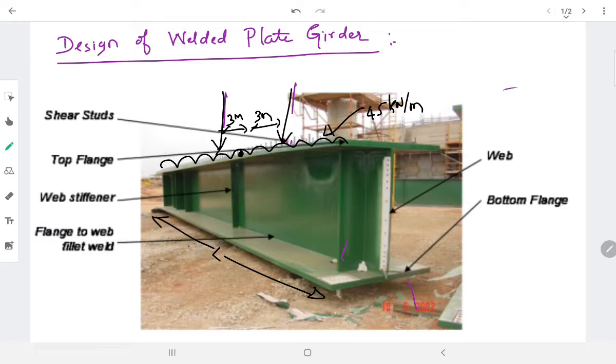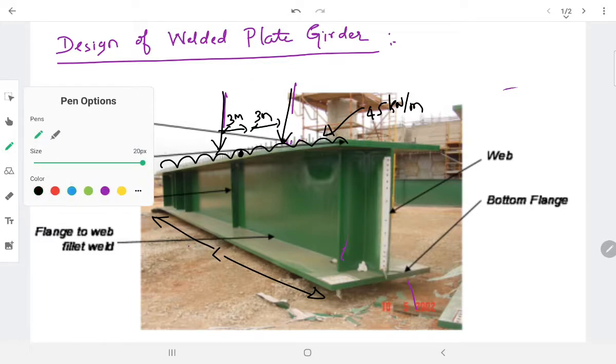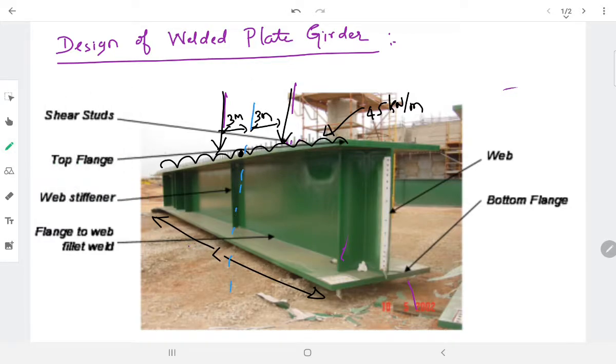Midspan cross section means, here if I take this one, this is the midspan. If I cut like this, it will look like an I section. So midspan cross section we need to design first. In this we need to design what is the thickness of this flange, what is the width of this flange, and depth of the web and thickness of the web. Then apart from this, he is asking about the curtailment of the flange.